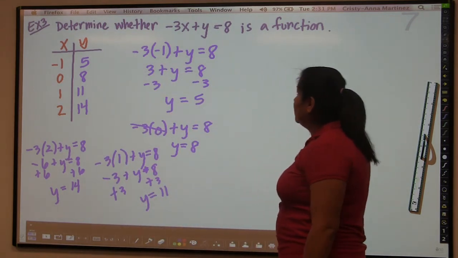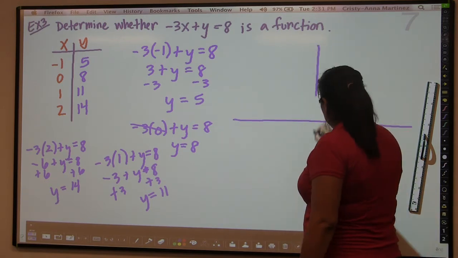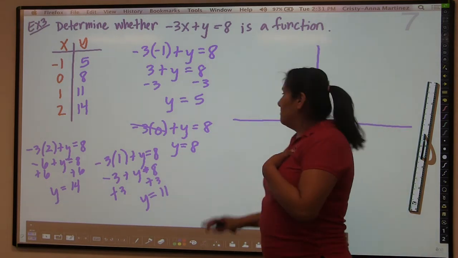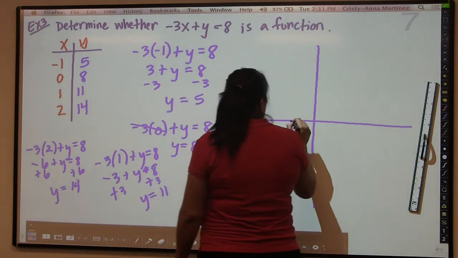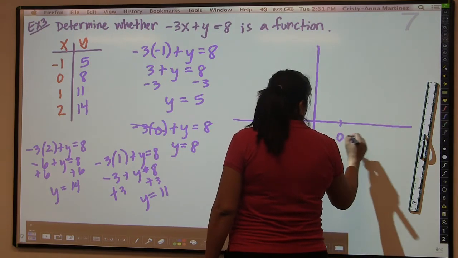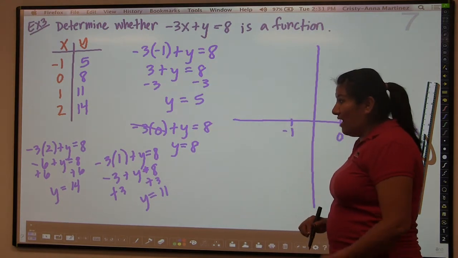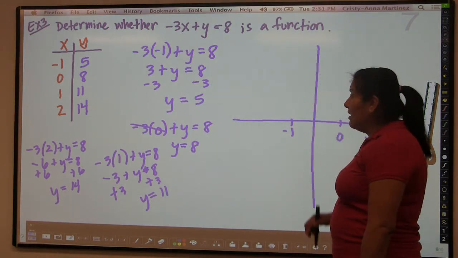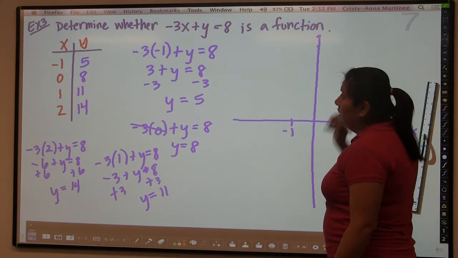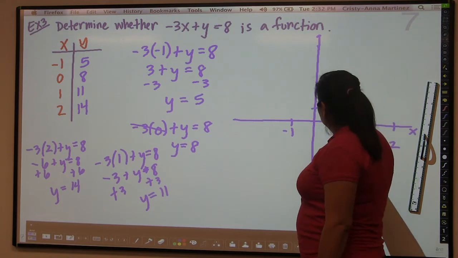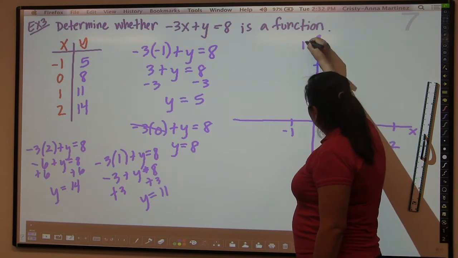So now that you have your t-table, you are going to graph this like so. And the way that I choose how to make my graph, I know that for the x-axis, I only have to go negative 1, 0, 1, 2. So I'm going to go negative 1, 0, 1, 2. Okay? For my y values, though, I have to go all the way to 14. So it's probably not going to be a good idea for me to go 1, 2, 3, because I'm going to run out of space. So I'm going to go by 2s. And I'm going to go 2, 4, 6, 8, 10, 12, 14.